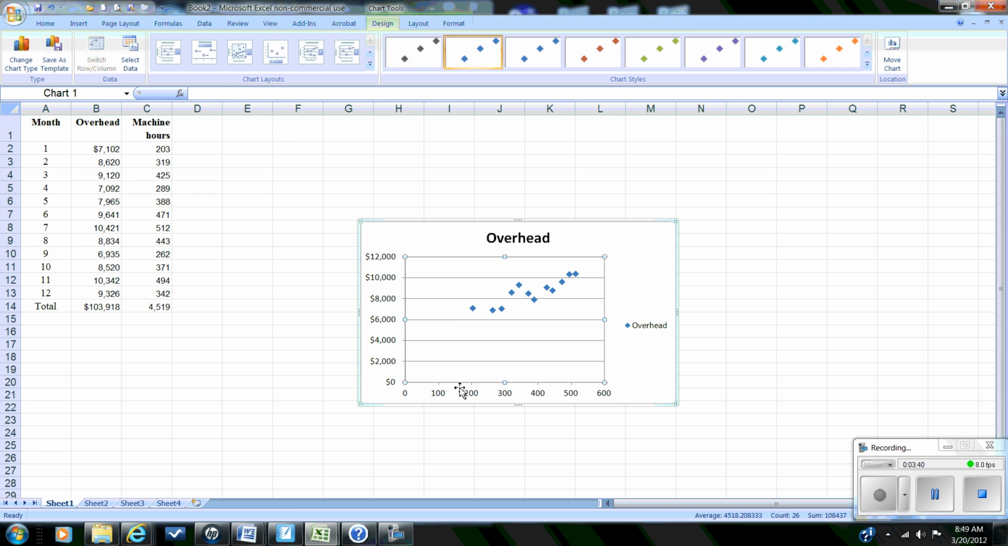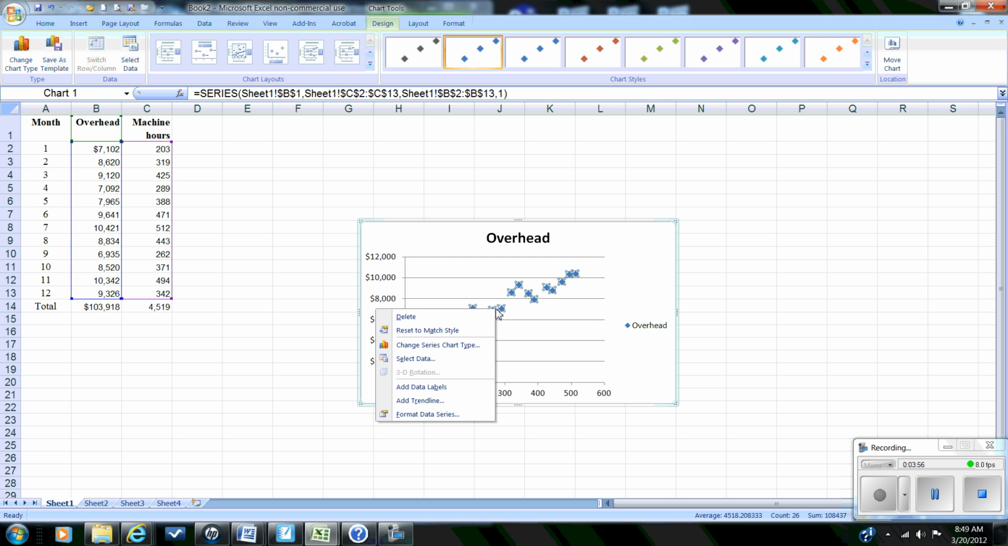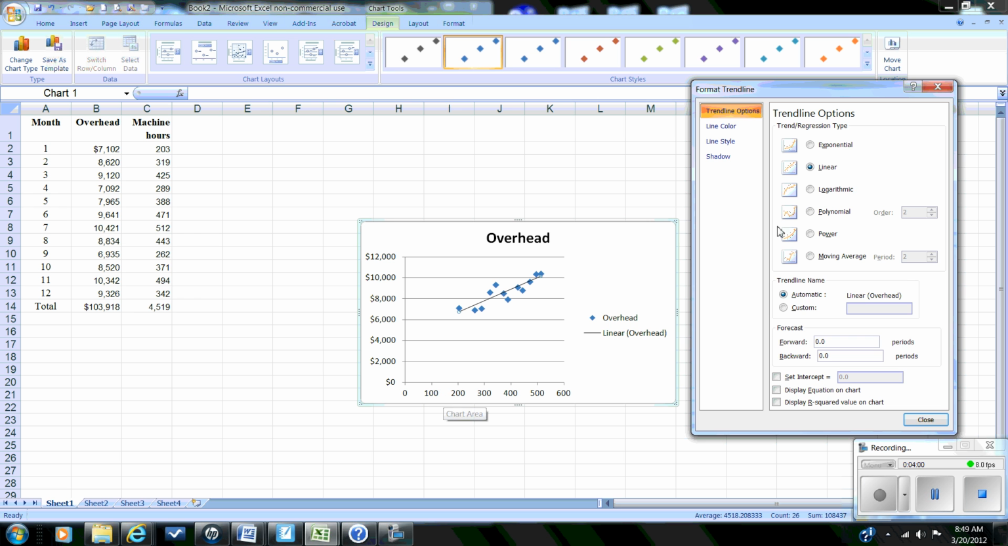So this lays out on the x-axis the number of machine hours, and on the y-axis the dollar amount. Now we can add a trend line. We'll click again in our plot area on one of the axis points, and we'll right click and hit add the trend line. And we want to put a linear line. But we'd like this line to go all the way back to the beginning. So we're going to tell it to go backwards.